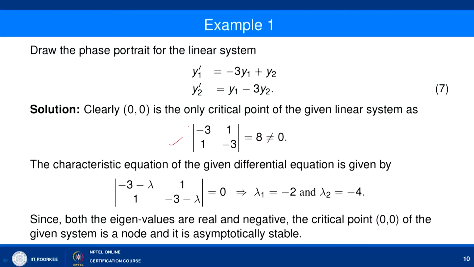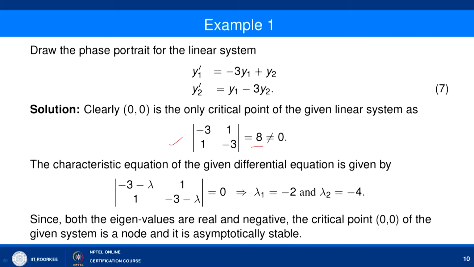Let us consider one example based on this. Draw the phase portrait for the linear system y1' = −3 y1 + y2, y2' = y1 − 3 y2. Here we can identify that (0, 0) is the critical point. Now look at the determinant of the linear part, that is, the matrix [−3 1; 1 −3], and you can see that the determinant is non-zero. Since the determinant is non-zero, we can say that (0, 0) is the only critical point.